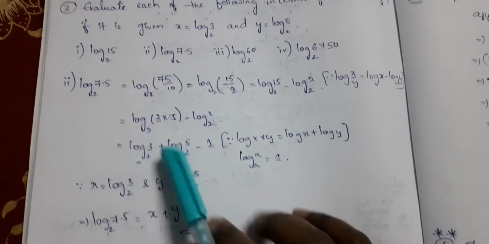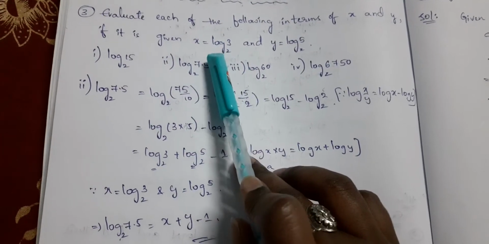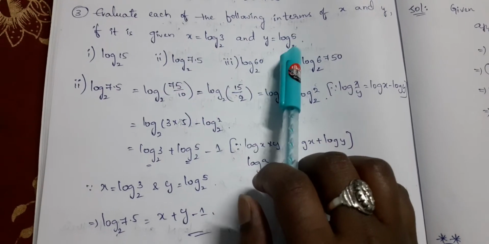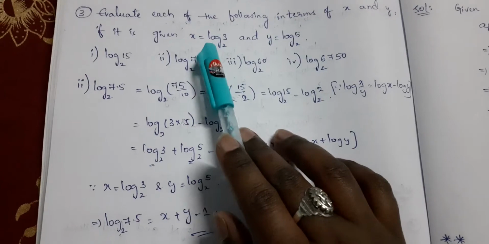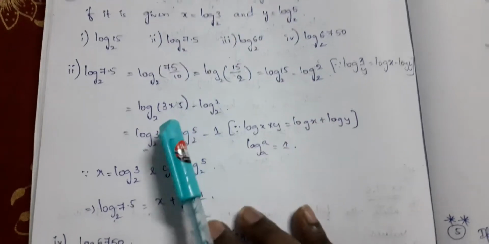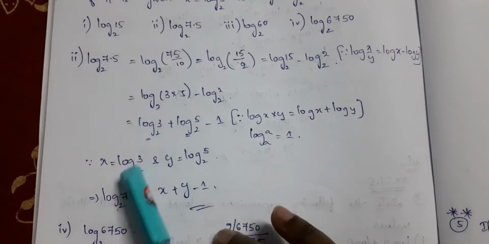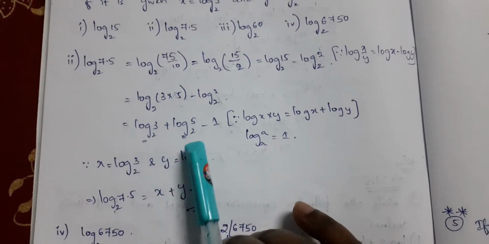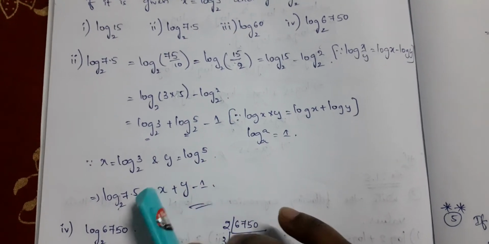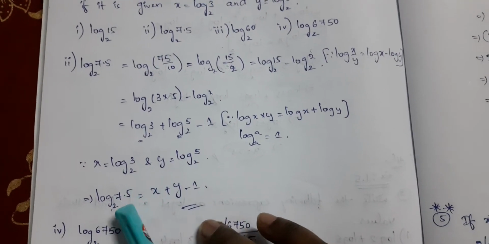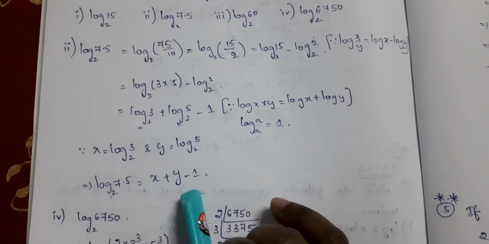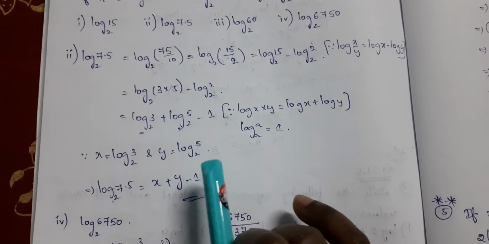Again, with the given question, log 3 base 2 value is x and log 5 base 2 value is y. So in place of these two log values I can substitute x and y. Here I am substituting log 3 base 2 as x and log 5 base 2 as y, and minus 1 is as it is. So finally, log 7.5 base 2 in terms of x and y, the solution is x plus y minus 1.